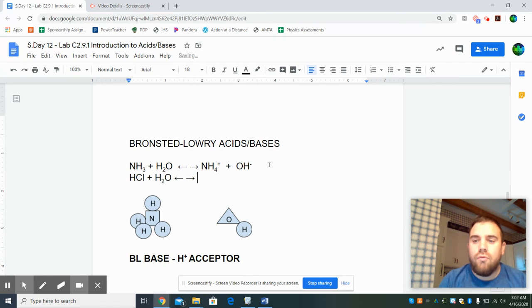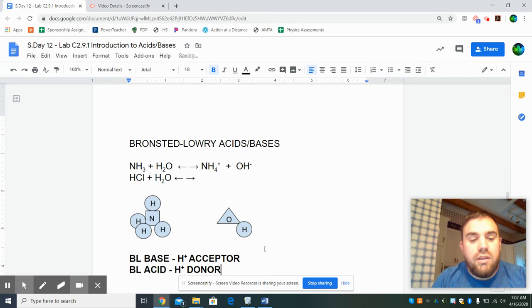And so what would we form in this case? Well, if the Bronsted-Lowry base is a hydrogen ion acceptor, then I bet that an acid is a hydrogen ion donor, and in fact it is. I'll go ahead and write that down here. So a Bronsted-Lowry acid is a hydrogen ion donor.